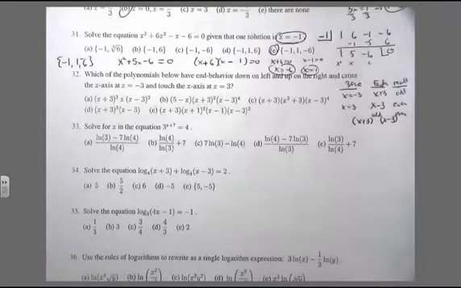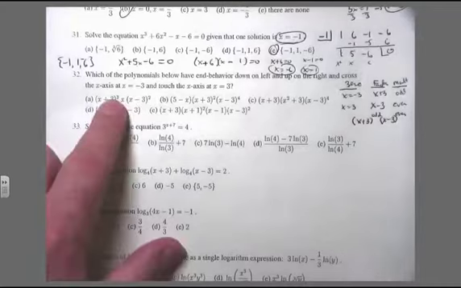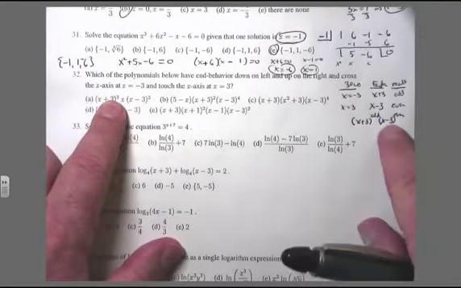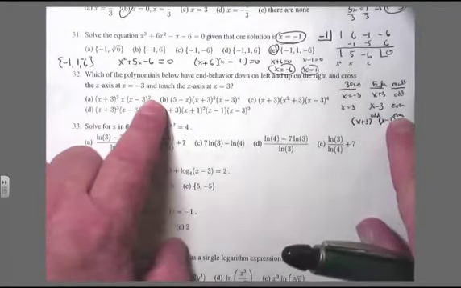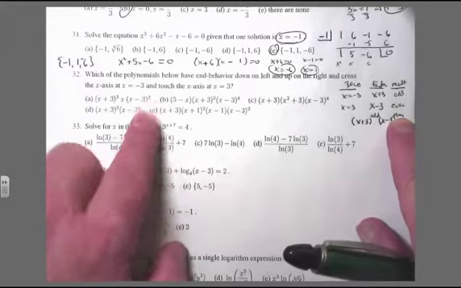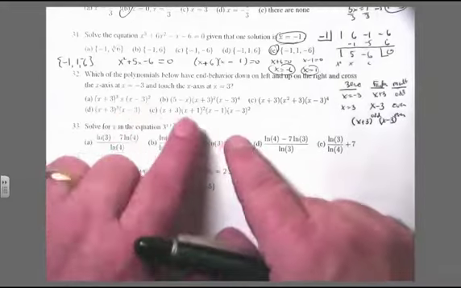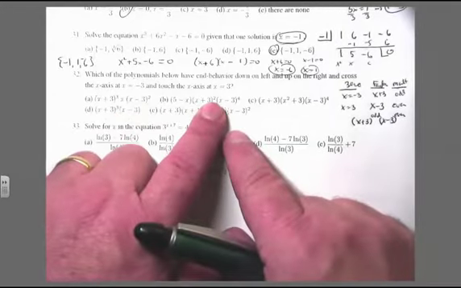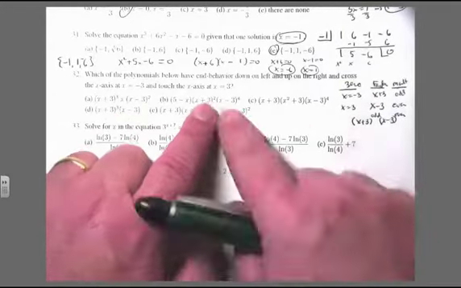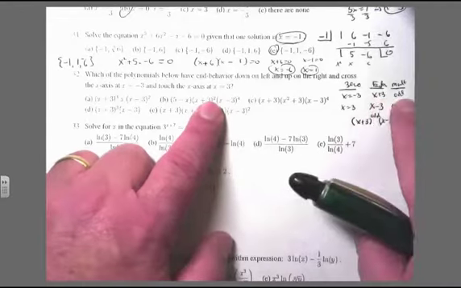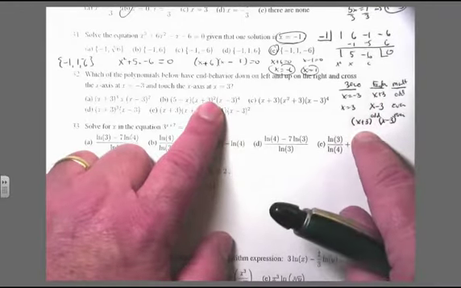It's x plus 3 to the odd, and x minus 3 to the even. This one has exactly that. This one has x plus 3 squared, but x plus 3 is supposed to be raised to the odd power. So B is out.